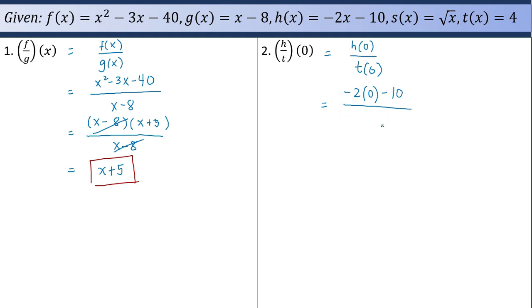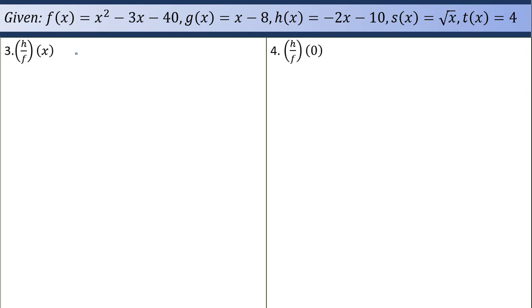Over what is our t of x? T of x is equal to 4. Take note that it is a constant function. Therefore, kahit anong value ng x, 4 pa rin ang makukuhang value ng function. Okay? Kapag sinolve natin to, we will get 0 minus 10 over 4, which is equal to negative 10 over 4, which is further equal to negative 5 over 2. Therefore, h over t of 0 is equal to negative 5 halves.